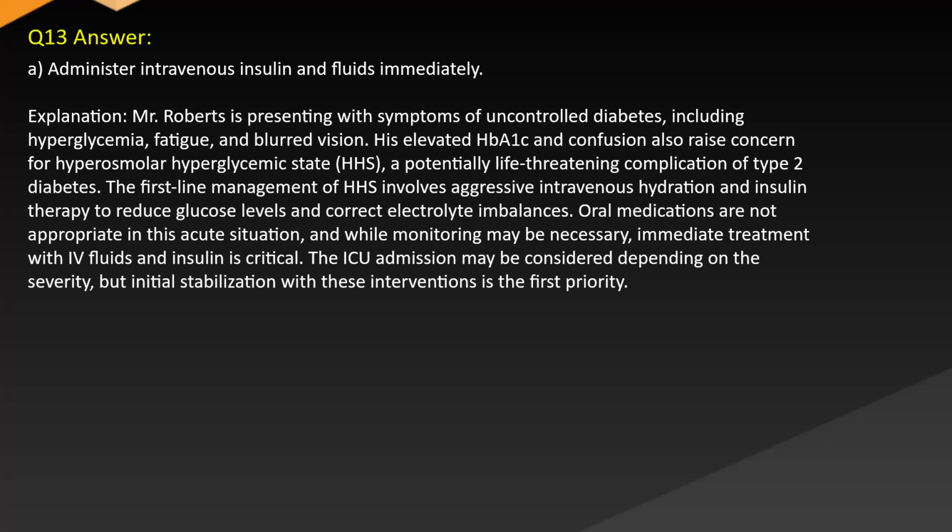Explanation. Mr. Roberts is presenting with symptoms of uncontrolled diabetes, including hyperglycemia, fatigue, and blurred vision. His elevated HbA1c and confusion also raise concern for hyperosmolar hyperglycemic state, a potentially life-threatening complication of type 2 diabetes. The first-line management of HHS involves aggressive intravenous fluids and insulin therapy to reduce glucose levels and correct electrolyte imbalances. Oral medications are not appropriate in this acute situation, and while monitoring may be necessary, immediate treatment with fluids and insulin is critical. ICU admission may be considered depending on the severity, but initial stabilization with these interventions is the first priority.